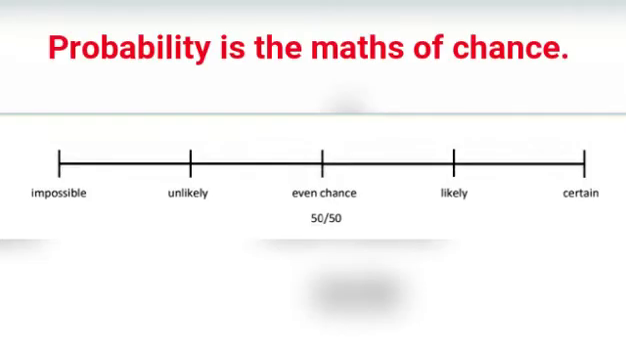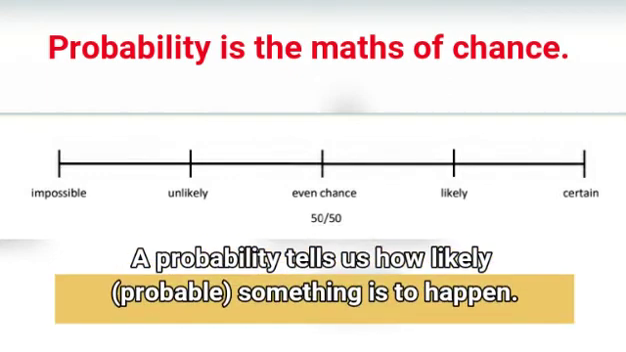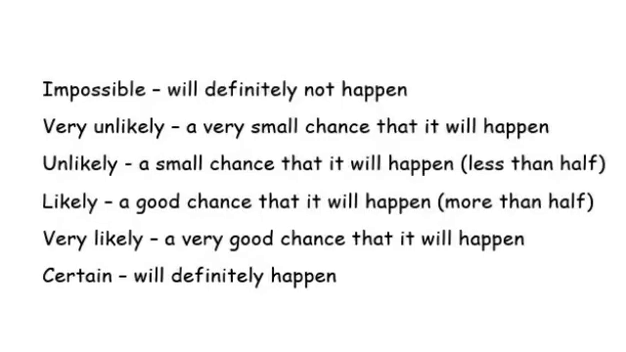In the last lesson we learned that probability is the maths of chance. A probability tells us how likely or probable something is to happen. Let's take another look at these probability words. If we say that an event is impossible, it means that it definitely will not happen. If something is very unlikely, then there is only a very small chance that it will happen. If an event is unlikely to happen, there is a small chance that it will happen, but it is less than half. If it's likely to happen, that means there is a good chance that it will happen. It's more than half. Very likely means there's a very good chance that it will happen. And if something is certain, then we know that it will definitely happen.